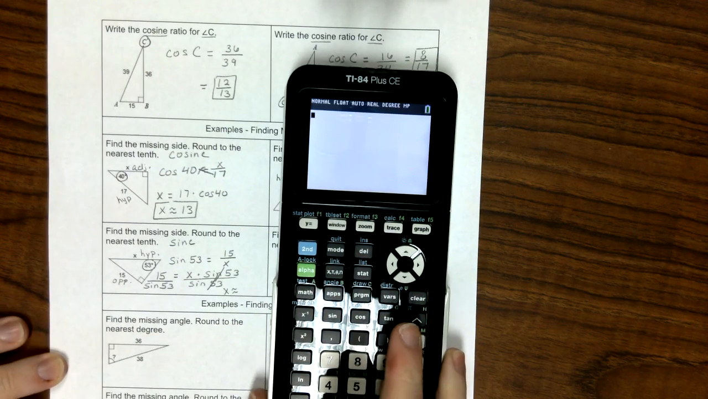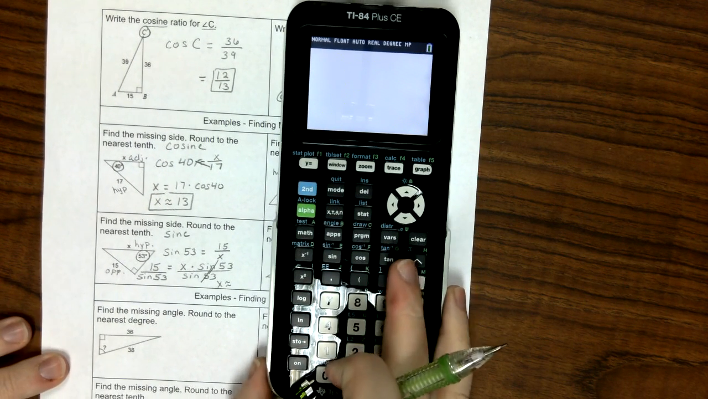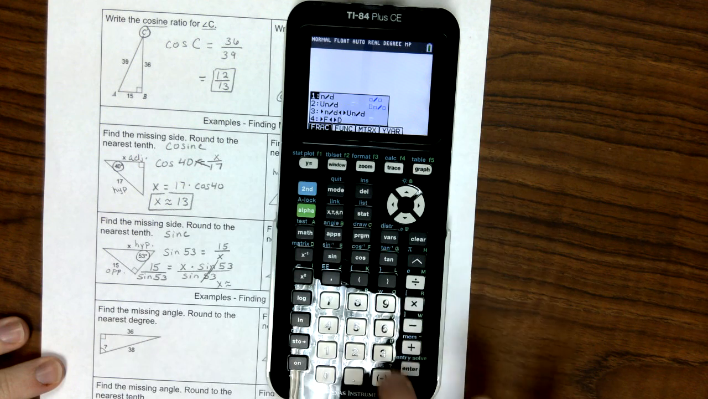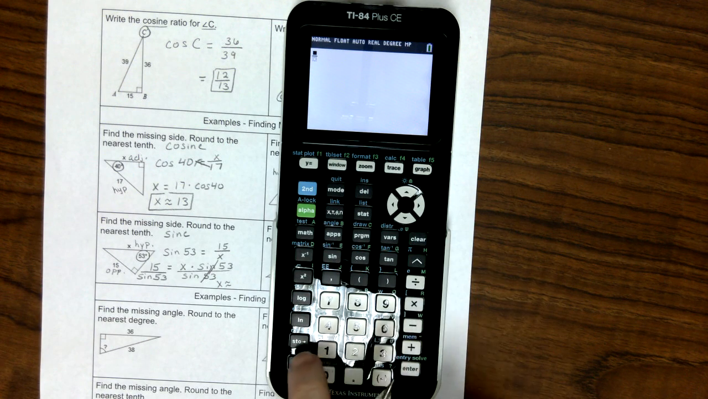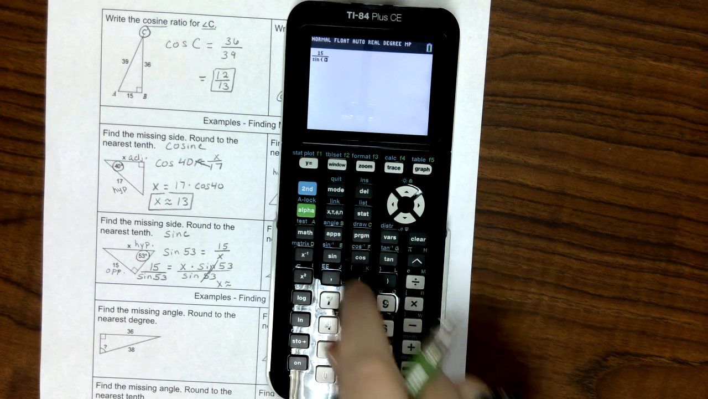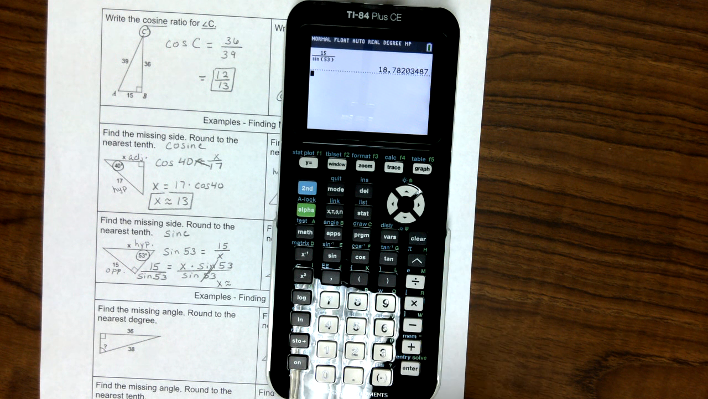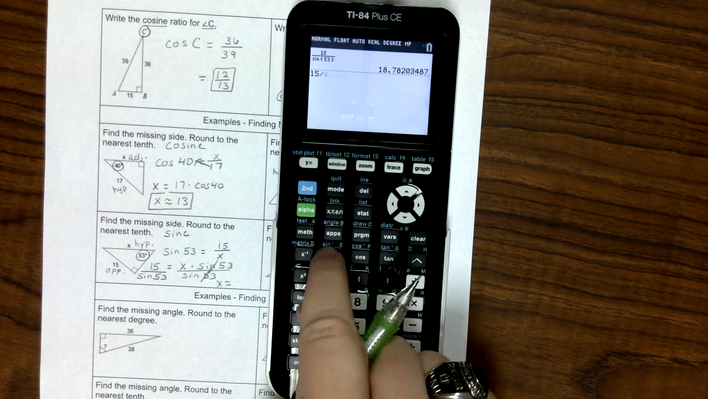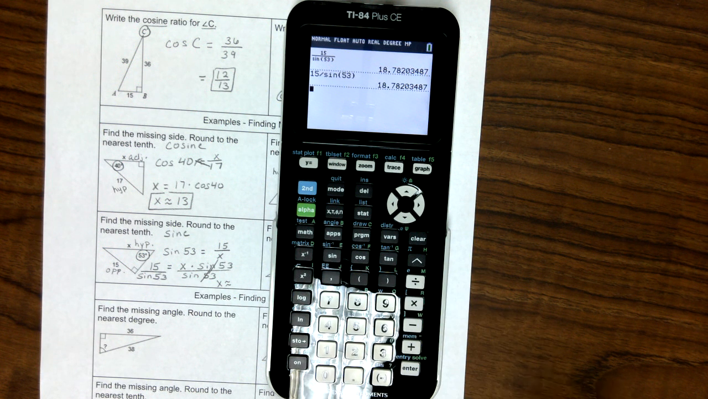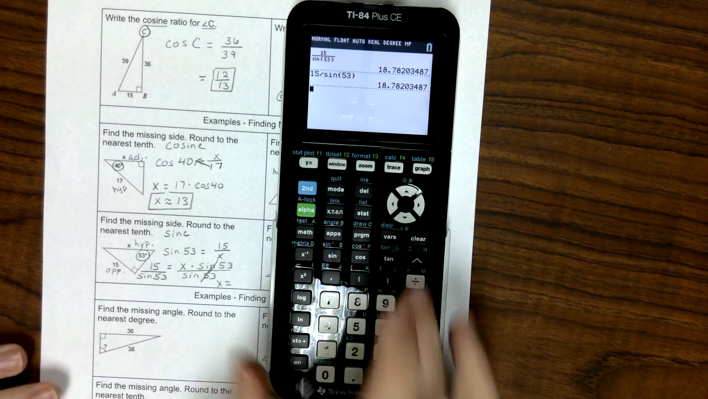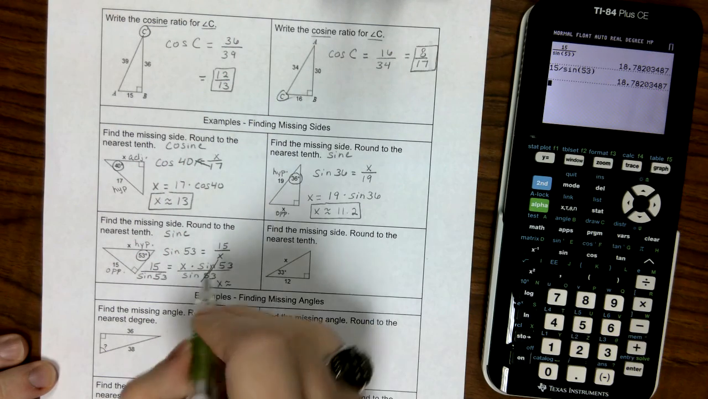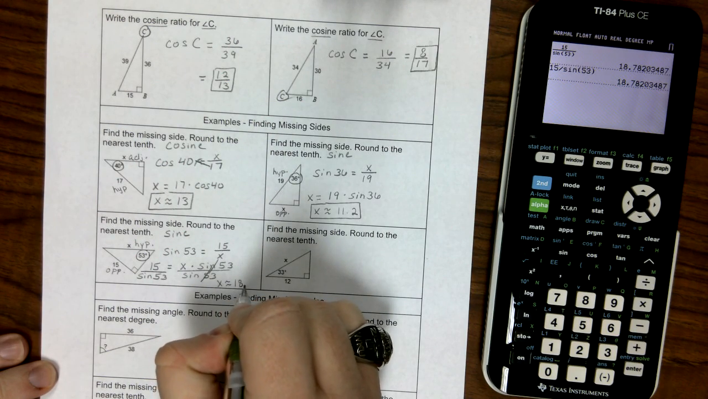You can type that two ways. You can use alpha y and type it in as a big fraction, so 15 over sine 53. Or you can actually do old school division, so 15 divide sine 53. And you get the same thing. So rounding that to the 10th, that would be 18.8.